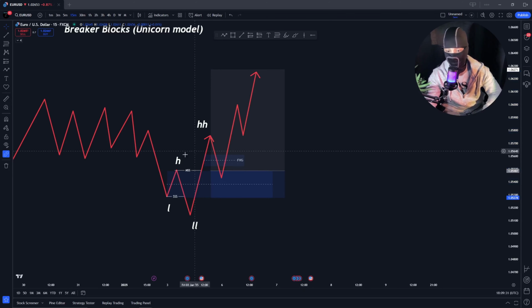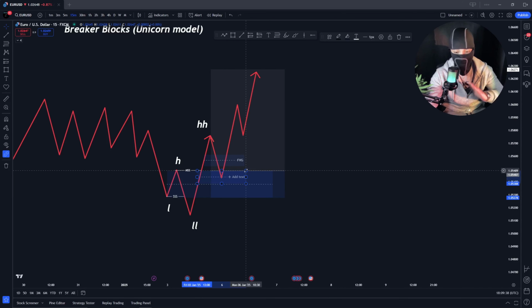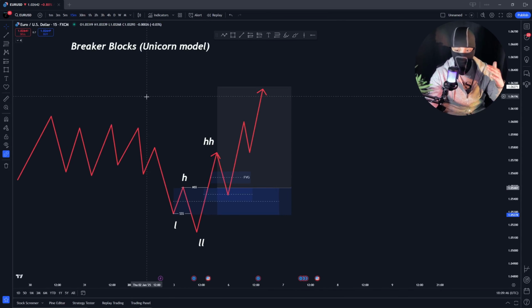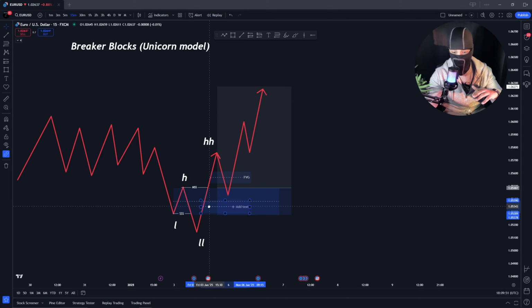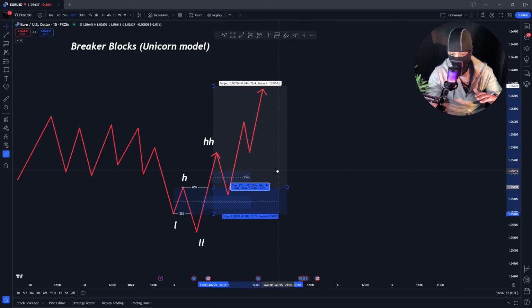Another thing I need to tell you guys, you want to ideally align a breaker block with a fair value gap. So for example, if this breaker block was perfectly in line with a fair value gap, that is bang on, like 10 out of 10. This makes the unicorn model a higher quality setup if there's a fair value gap perfectly in line with the breaker block. Sometimes there'll be a fair value gap midway through the breaker, or sometimes I'll take it off the fair value gap, sometimes I'll take it off the breaker block.